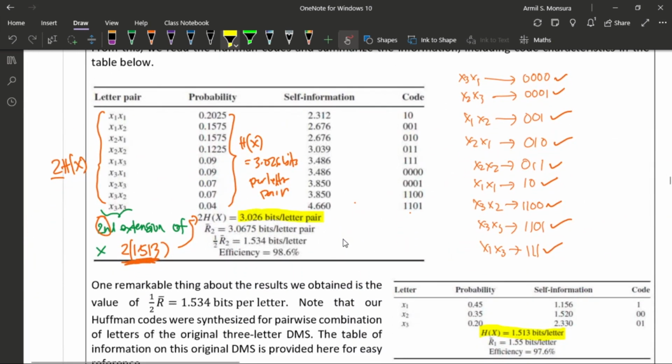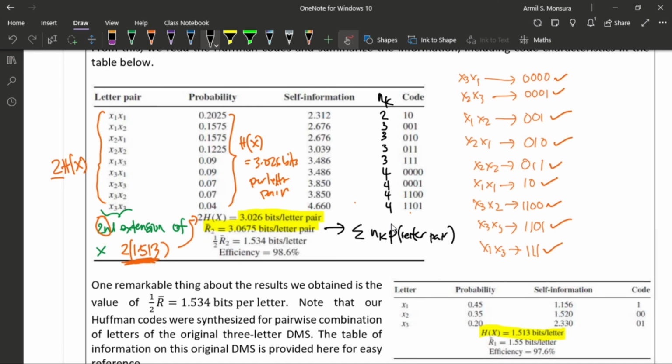Now, the average code word length for this Huffman code, for this synthesized code, can be computed using the formula: summation of n_k times the probability of each letter pair. First we have to get the n_k, the code word length for each code. So we have 2, 3, 3, 3, 3, 4, 4, 4, 4.